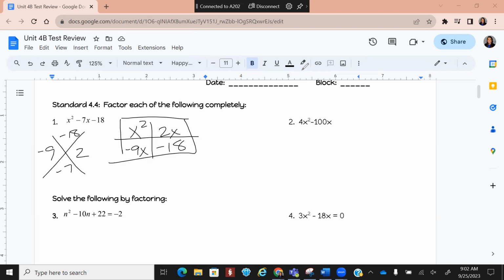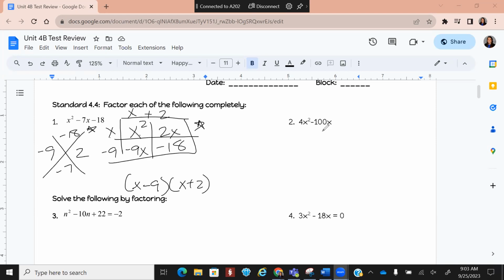Ready? So what times what would give me x squared? X times x, right? What times x would give me 2x? 2. What times x would give me negative 9x? So factored form would be x minus 9 and x plus 2. This is like the one that was on your mastery check.